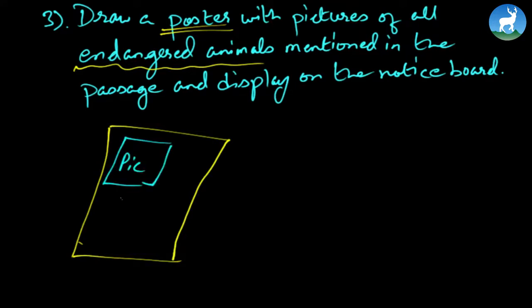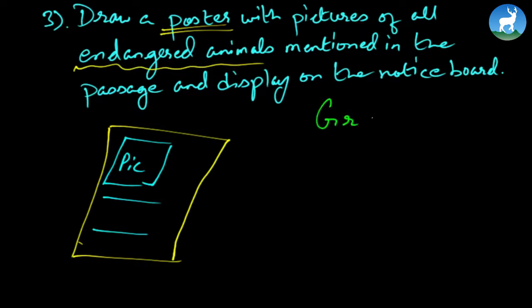Then write a paragraph about the animal: what this animal is, what the animal's name is. Then you can hang it on the notice board or display it on the notice board. To bring out the picture and write something about the animal, you might want to research, which can take some time. Perhaps you can take a day or two to research about the animals. Or maybe you can make it a group work.